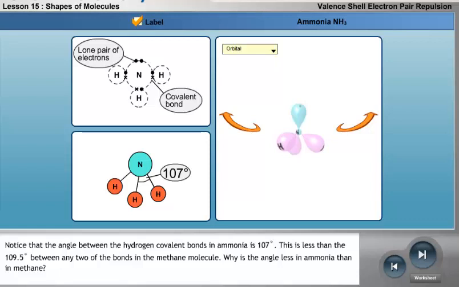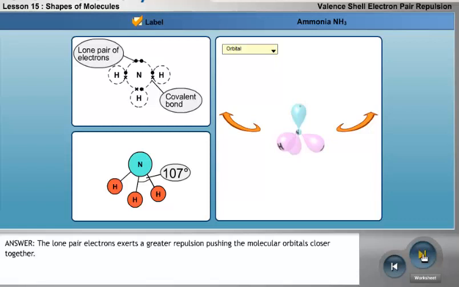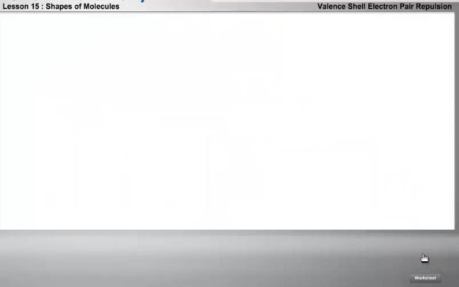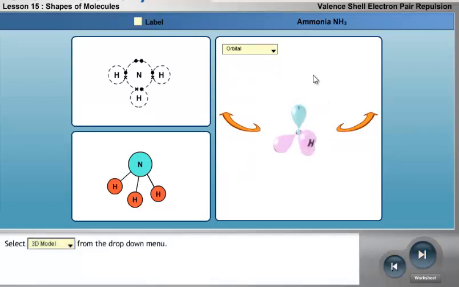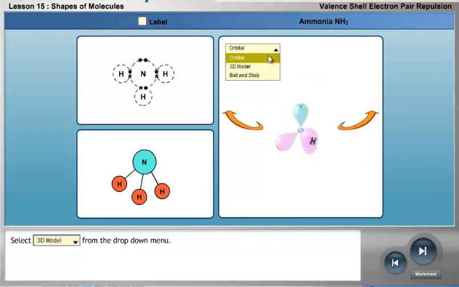Why is the angle less in ammonia than in methane? Answer: the lone pair electrons exert a greater repulsion, pushing the molecular orbitals closer together. Select 3D model from the drop-down menu.